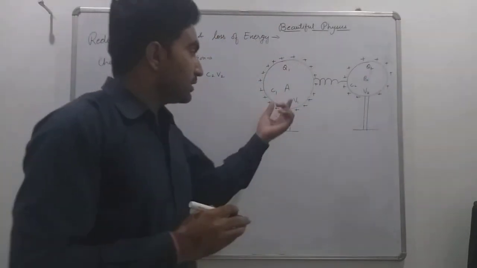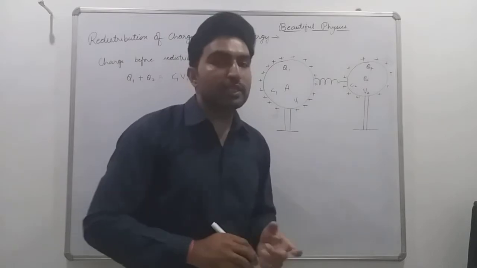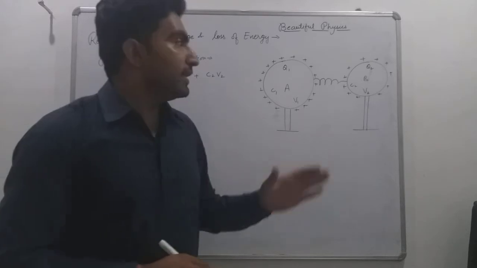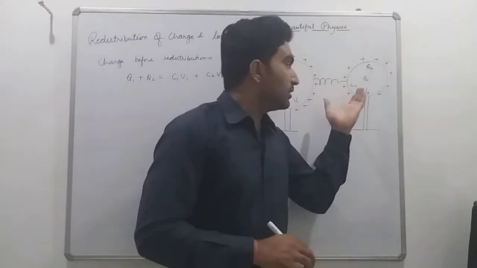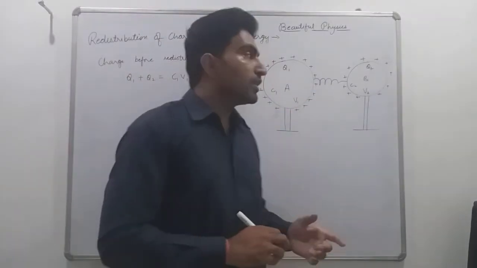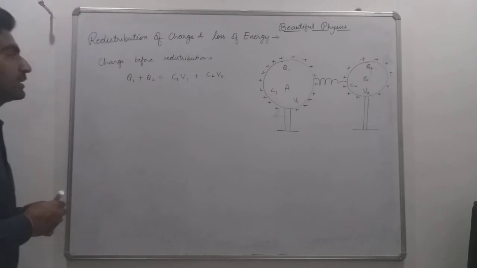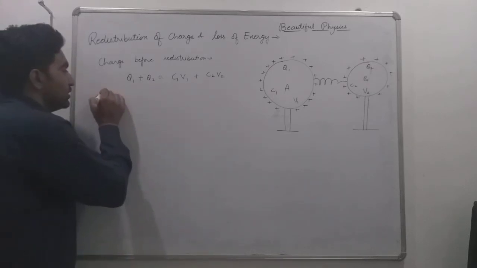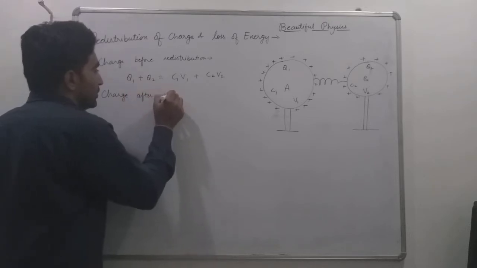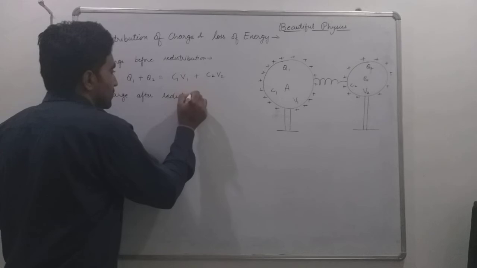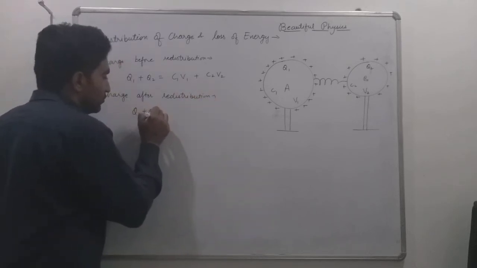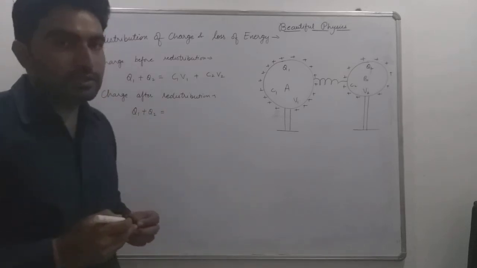As the conductors were connected by thin wires, charge starts flowing from higher potential to lower potential, and it flows till both the conductors acquire a common potential. Okay, so if we write the charge after redistribution, it will be again equal to q1 plus q2 according to the law of conservation of charge.